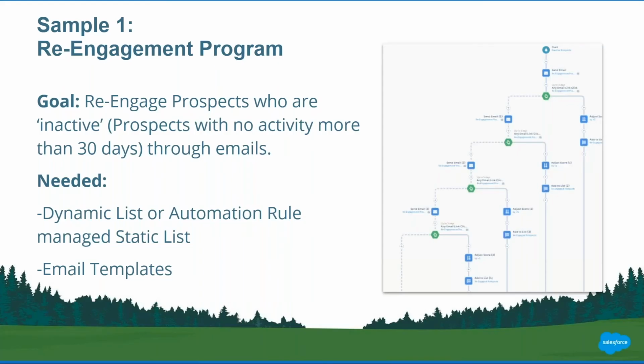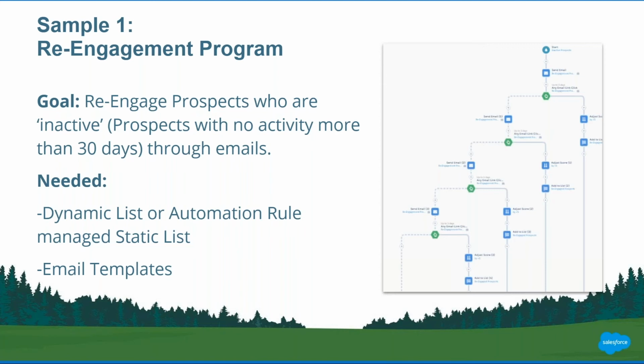One simple one that you can do is a re-engagement program. The goal here, in my case, my requirement would be to send out a series of emails, hoping to get some activity based off of those emails, or re-engage those prospects. And which prospects specifically? These are what I call inactive prospects, or prospects that did not have activity in more than 30 days.